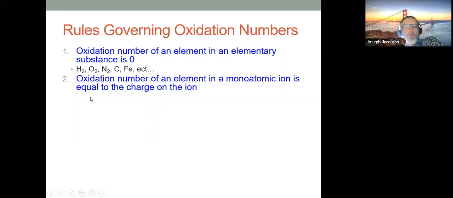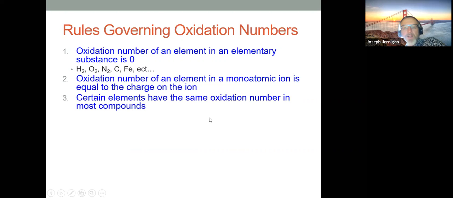Rule number two, the oxidation number of an element in a monatomic ion is equal to the charge of the ion. And what that means, say sodium. Sodium is always +1 in an ionic sense. Once you make sodium ion, it's always +1. You can look at the periodic chart, right? And anything in the same column as sodium is going to have a +1 charge. Likewise, calcium is +2, isn't it? And so these are some common rules that relate to the periodic chart of the elements.